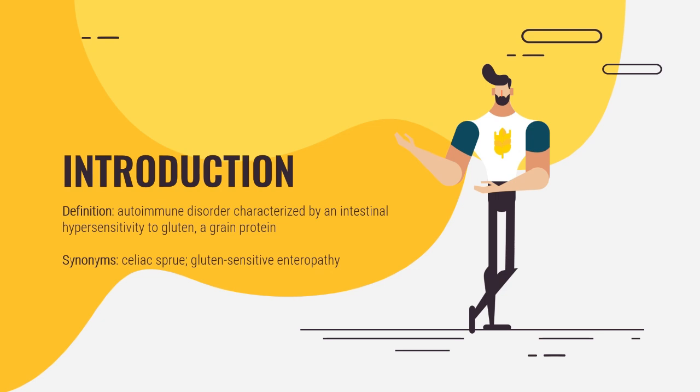So first of all, let's start with the definition. What is celiac disease? It's an autoimmune disorder characterized by intestinal hypersensitivity to gluten, which is a grain protein. It is also called celiac sprue or gluten sensitive enteropathy.